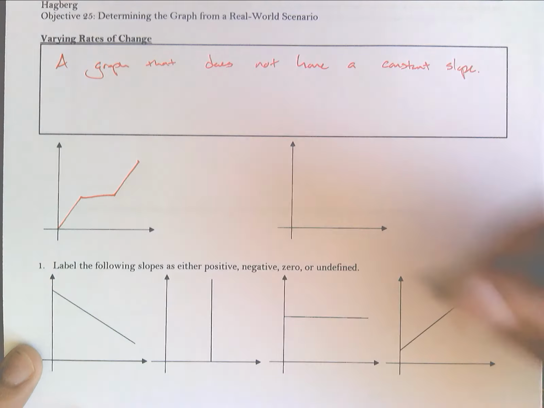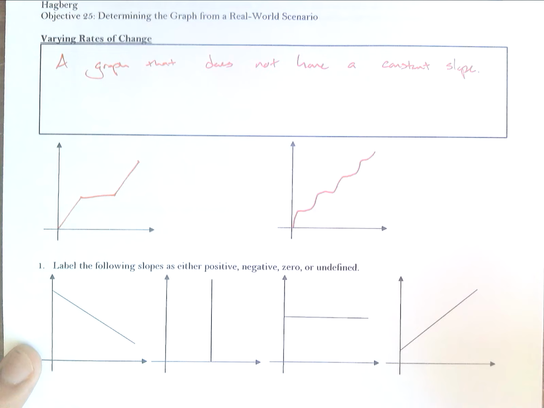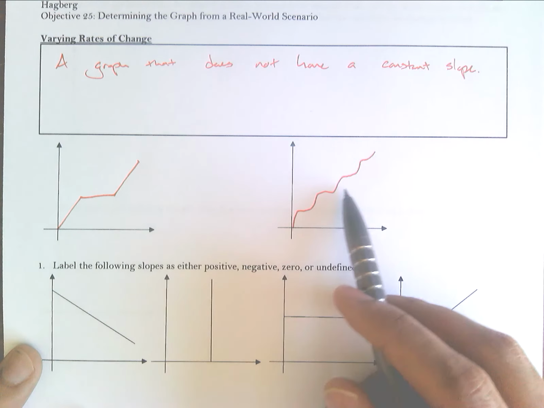Another example would be one that just curves. So, you can draw a squiggly graph like that. The slope is very steep here, it kind of levels off, and it just keeps changing.